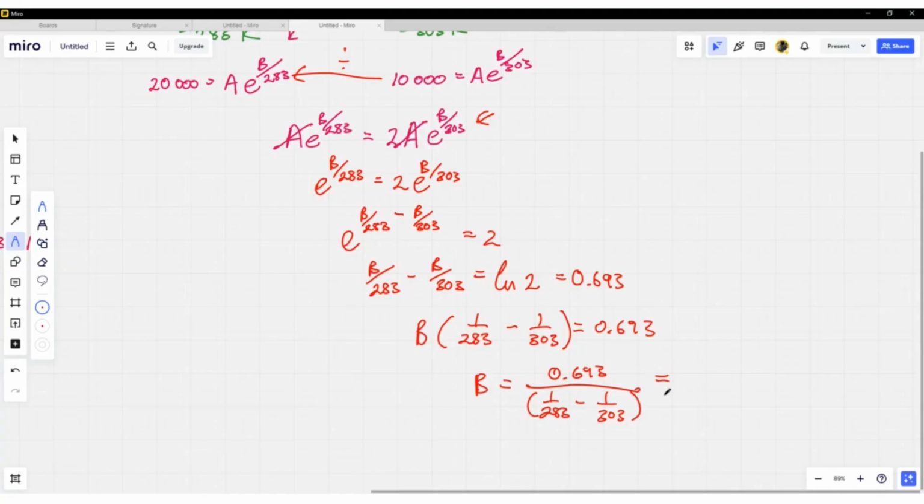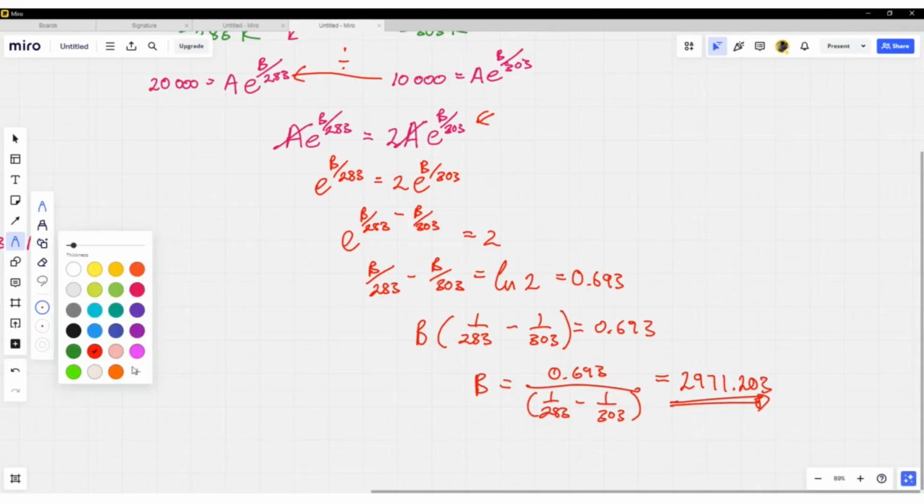That's 0.693 divided by 1 over 283 minus 1 over 303. And that should give you 2,971.203. So there's your B constant.